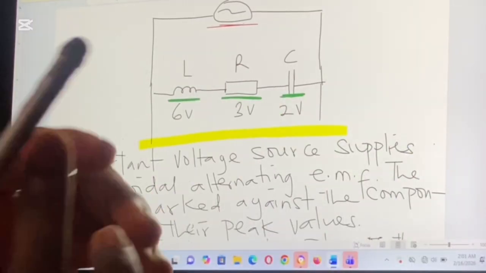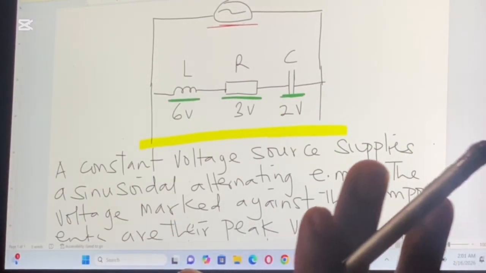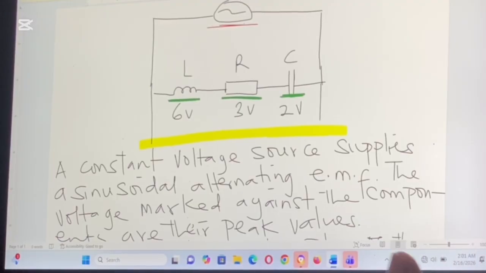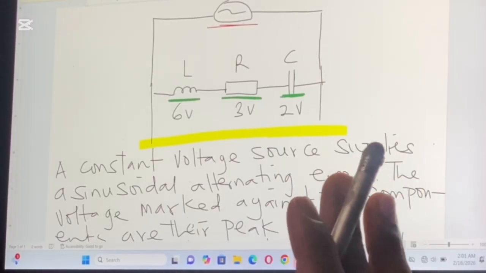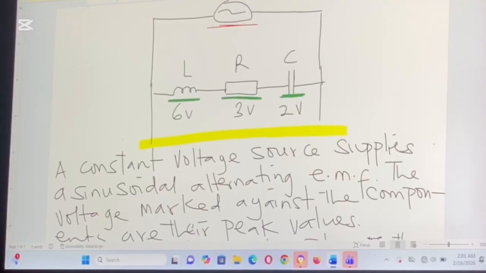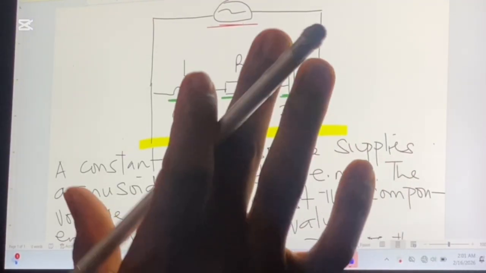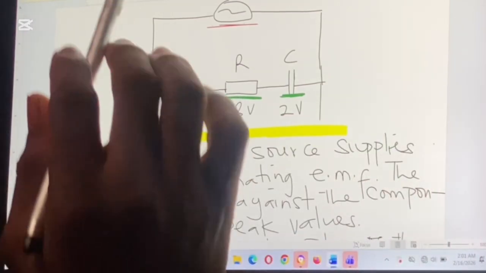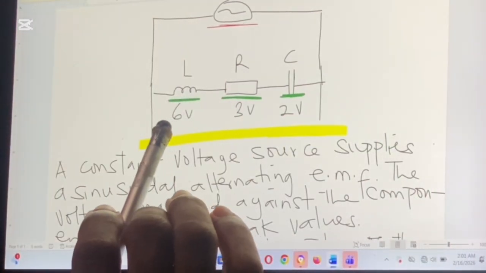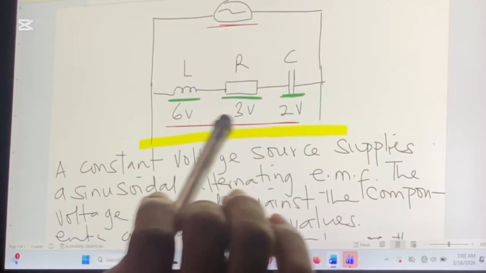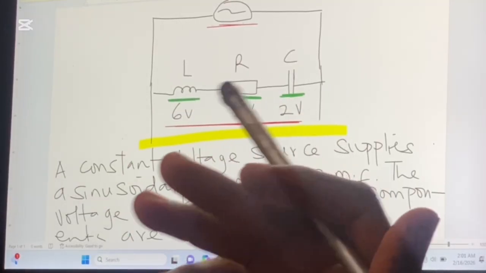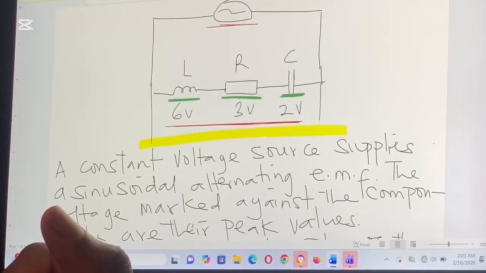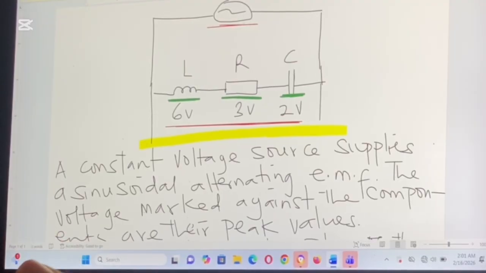But we are not asked to calculate the resistance, nor are we asked to calculate the impedance. In our next video, I will explain what impedance is. But we are asked to calculate the peak voltage. You can either call it peak voltage or effective voltage. So how do we calculate the peak voltage in an AC circuit that is in series? Whenever voltage is in series in an AC circuit, we always use phasor addition.